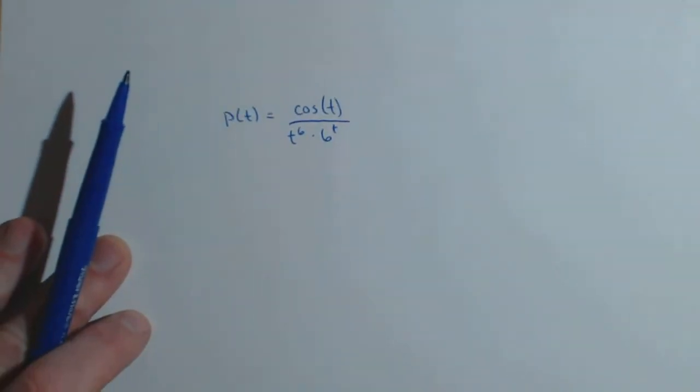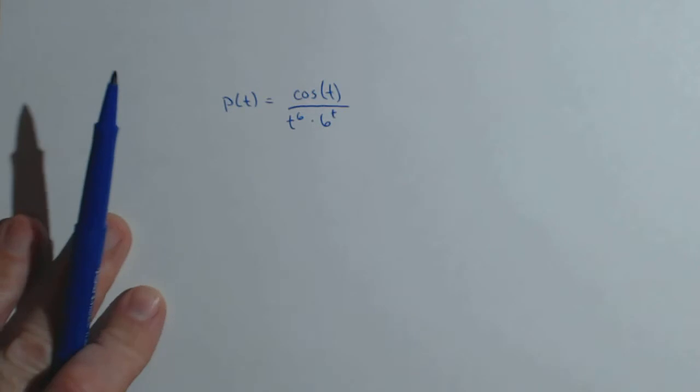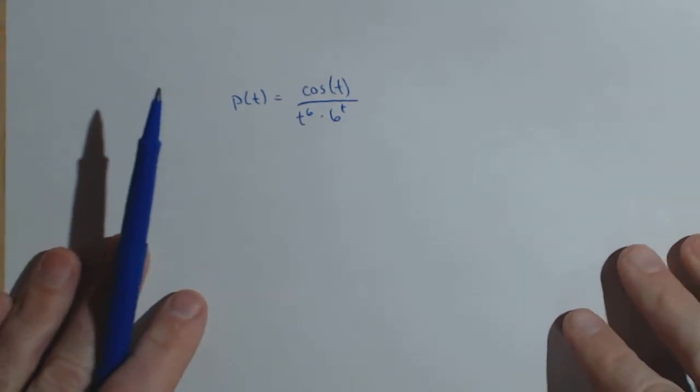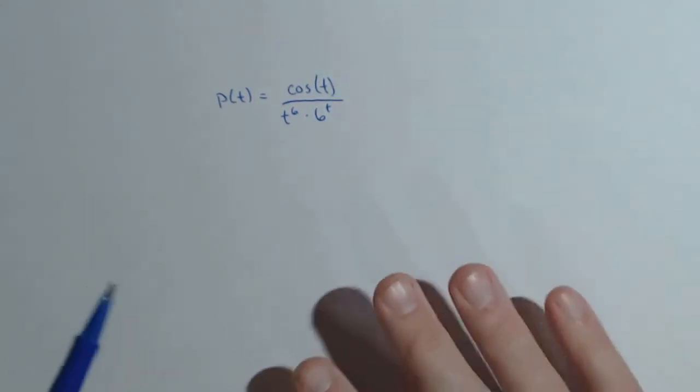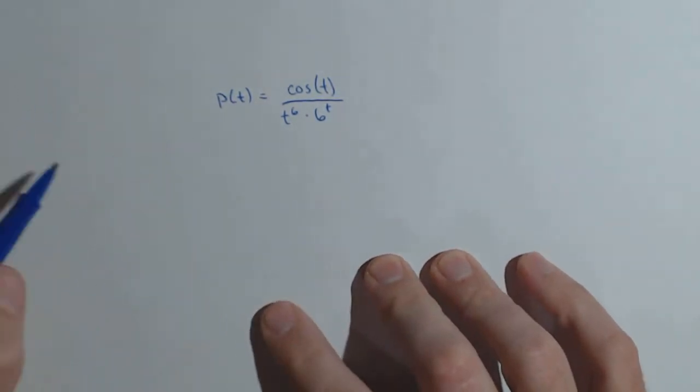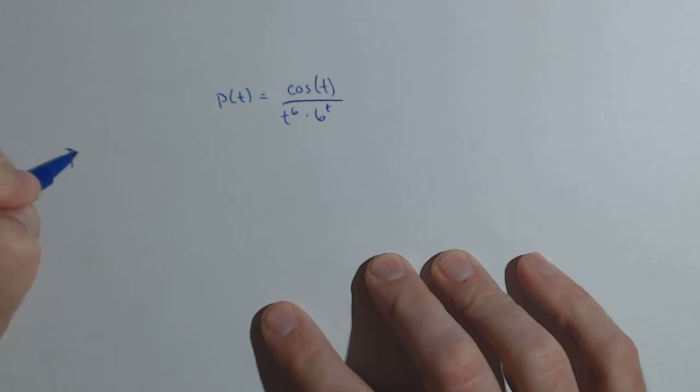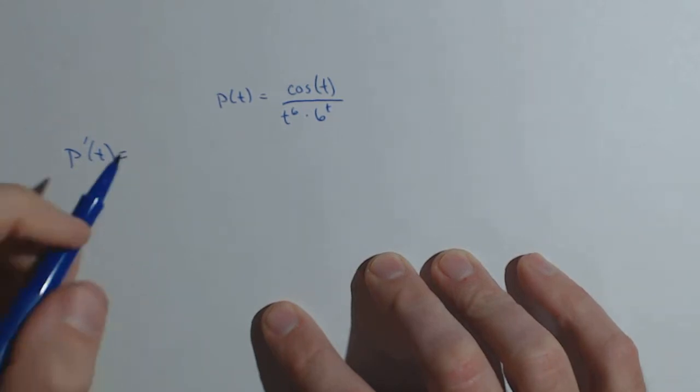There's some interesting things going on in this next one here, because not only do we have a quotient rule to start off with, we have a product in the denominator. So let's see how that plays out. So we're going to build the structure. Mostly it's a quotient, so p prime of t, we're going to start off by setting up our quotient rule.